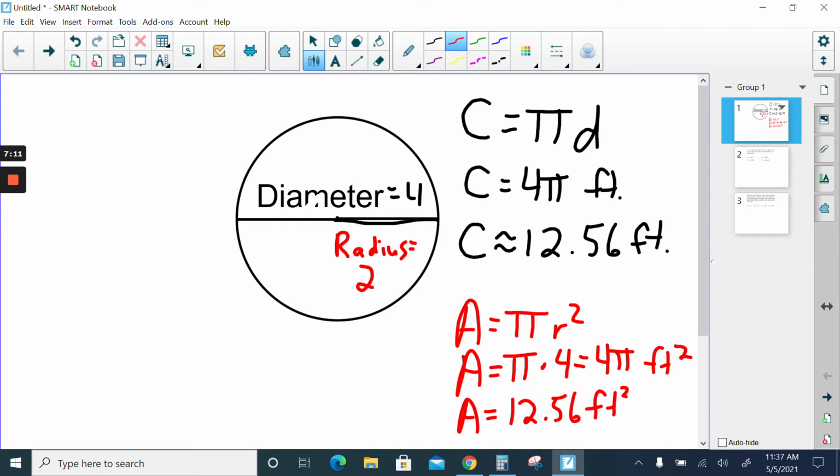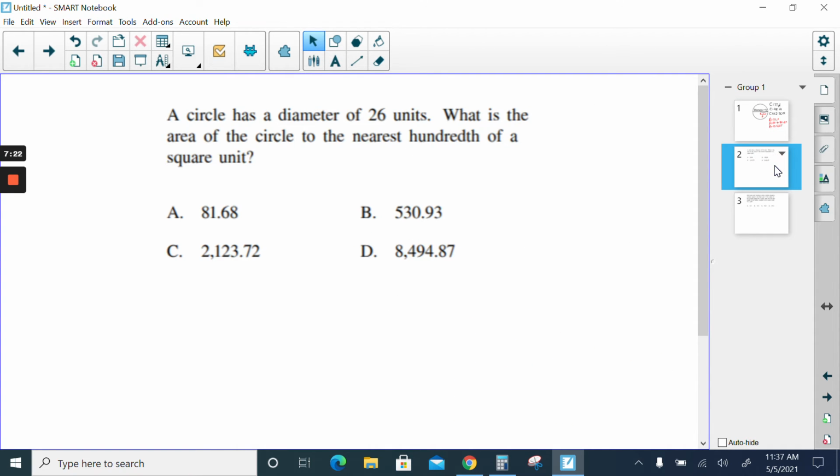So now we're going to look at some state test questions. These are New York State test questions dealing with circles, and we'll see if we can use this new information to actually solve them. Our first question says a circle has a diameter of 26 units. What is the area of the circle to the nearest hundredth of a square unit?